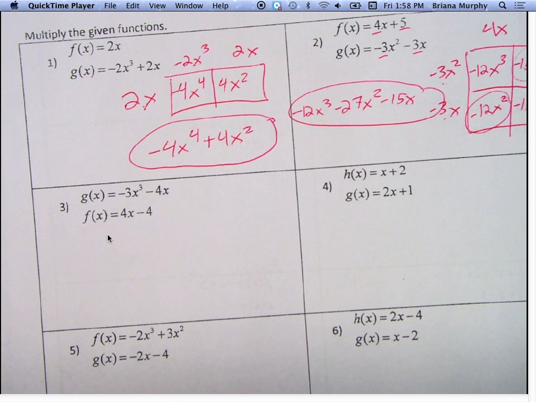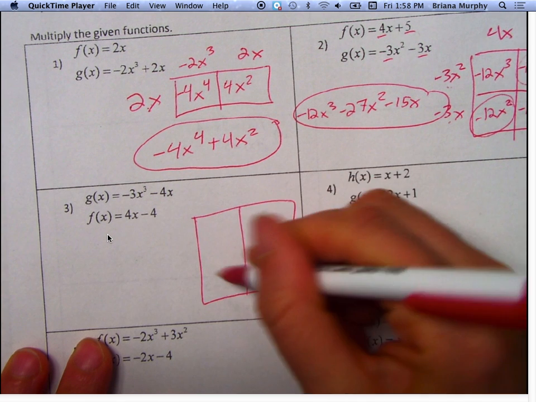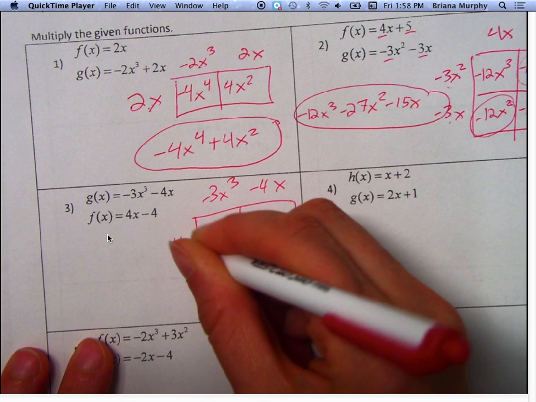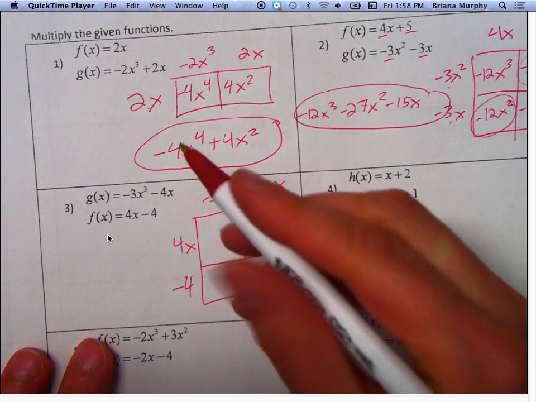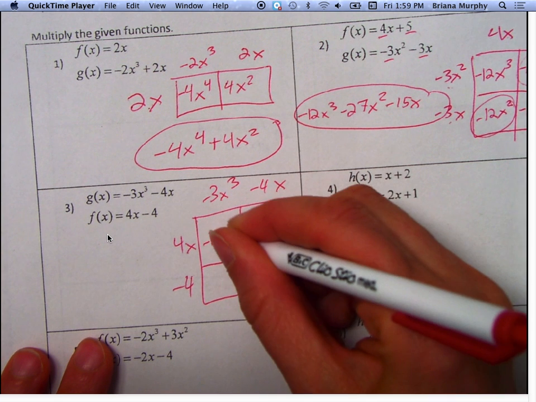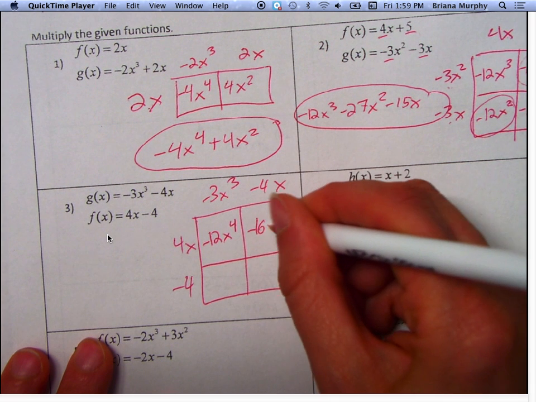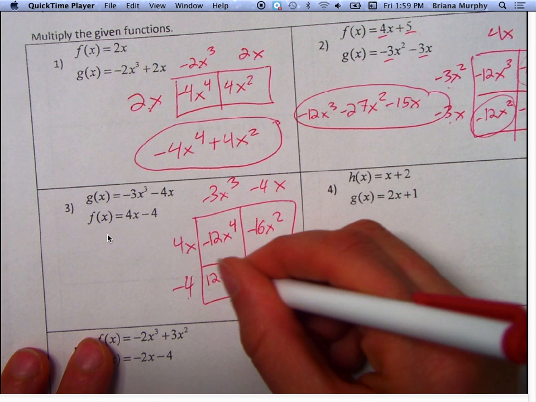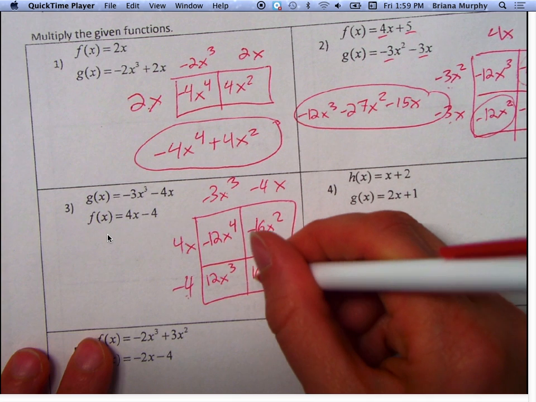So we should have a box where we have negative 3x to the third minus 4x, and 4x minus 4. Does it matter which one I put on top and which one I put at the bottom? No. 4x times negative 3x to the third, we get negative 12x to the fourth. 4x times negative 4x, we get negative 16x squared. Negative 4 times negative 3x to the third is 12x to the third. Negative 4 times negative 4x is 16x.